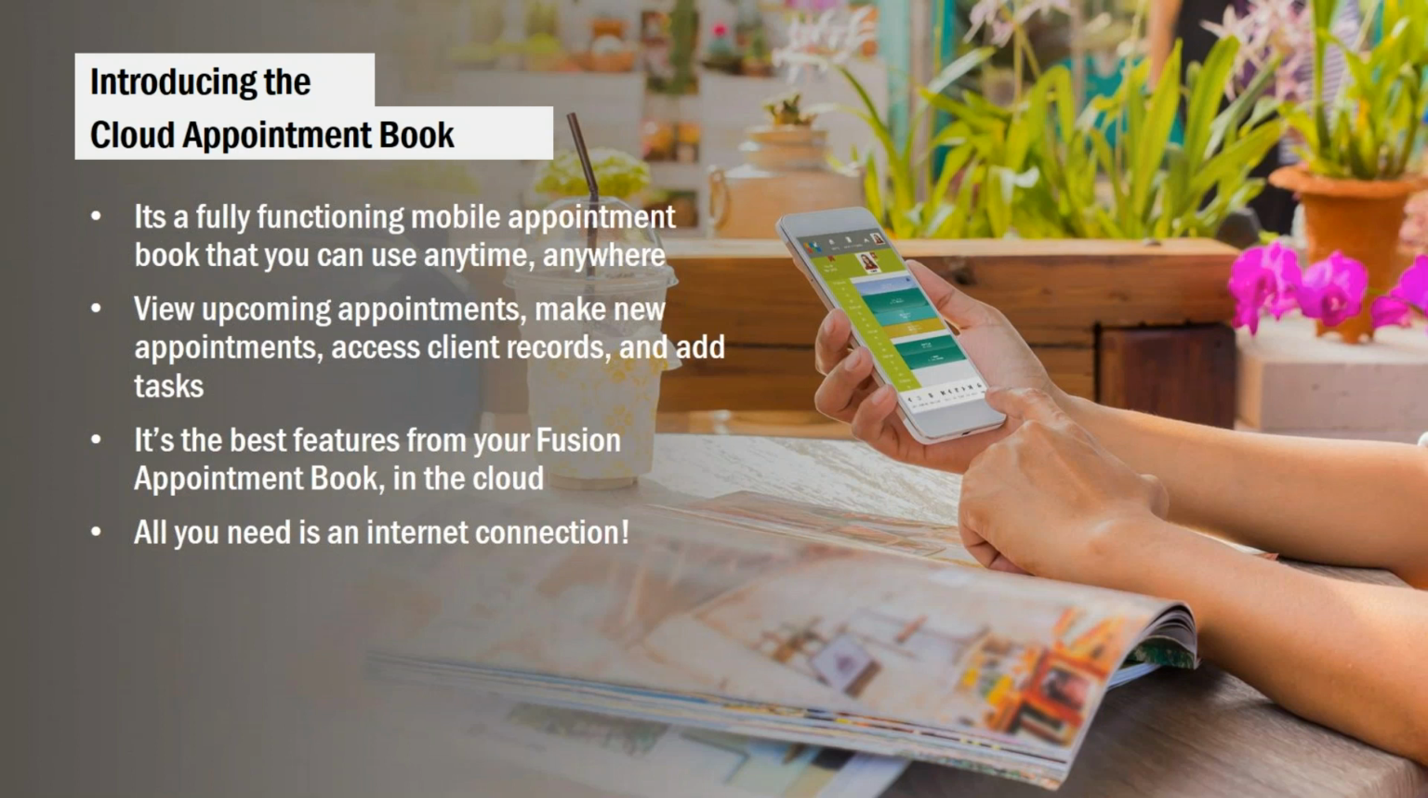Okay, so introducing our Cloud Appointment Book. It's a fully functioning mobile appointment book that you can use anytime, anywhere. The Cloud Appointment Book is an extension of your Shortcuts Fusion appointment book, meaning that whatever shows up in your install-based appointment book in Shortcuts will now be available via the cloud. View upcoming appointments, make new appointments, access client records, and add tasks as you need to without having to walk back to the front desk to do this.